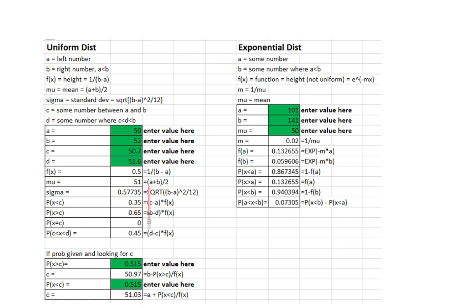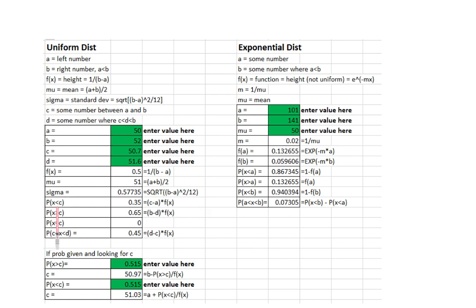Mu is going to be A plus B divided by 2, so I did an equals. I took A plus B, make sure I had parentheses in the right places, and divided that answer by 2. Sigma is going to be the square root of B minus A, the quantity squared, divided by 12. So I did an equal symbol, making sure I grabbed the A cell, the B cell, and then made sure I had all my parentheses in the right places.